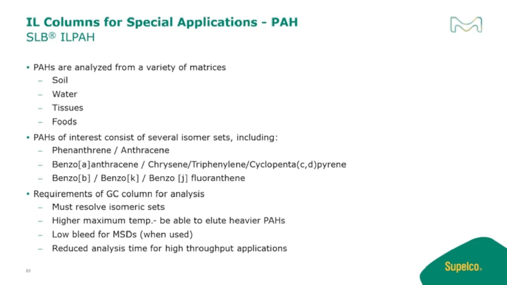When we do them, there are some isobaric types of separations that must be achieved because they have the same mass spectra. So phenanthrene and anthracene must be chromatographically resolved. The benzoanthracene, chrysene, triphenylene, cyclopenta[cd]pyrene, and then the benzo[b,j,k]fluoranthenes all typically have the same spectra, so they need to be chromatographically resolved. So to develop a column for PAH analysis, we have to have a column that must resolve isomeric sets, must have a high maximum temperature to be able to elute the heavier PAHs, low bleed for the mass spec, and then reduce that analysis time for very high throughput applications.